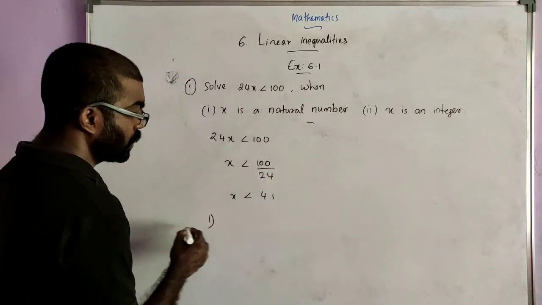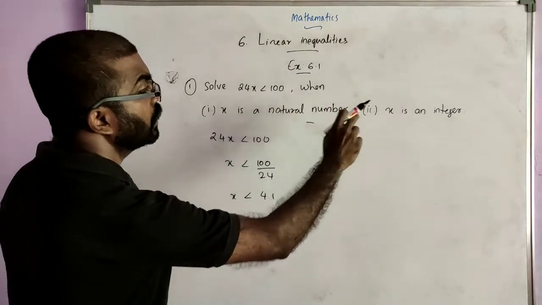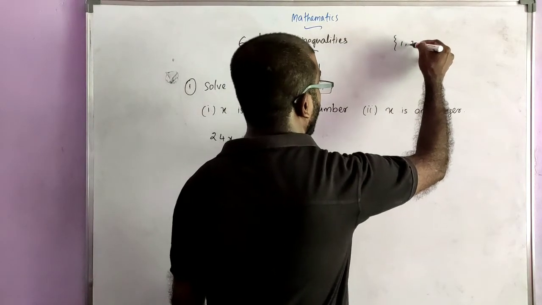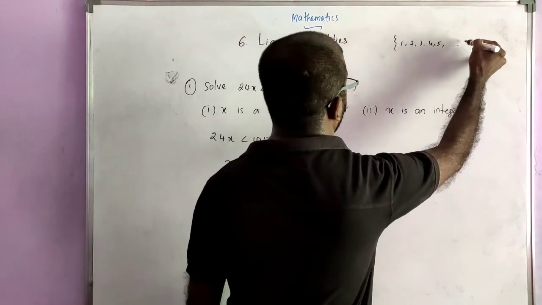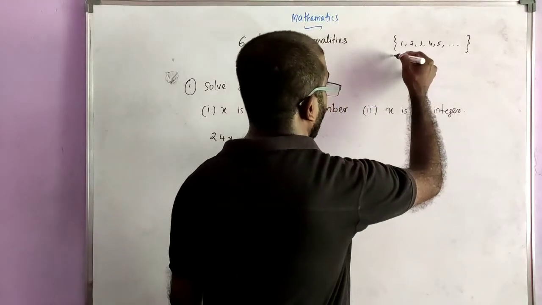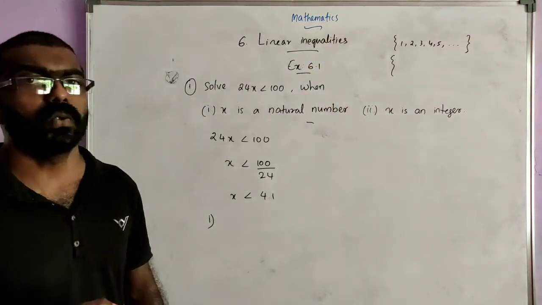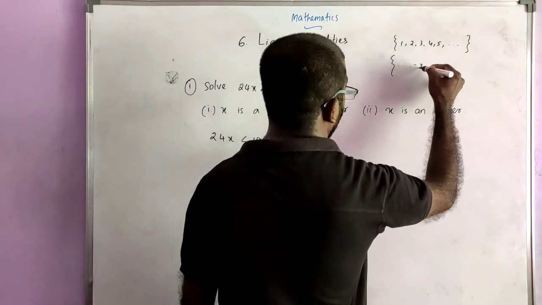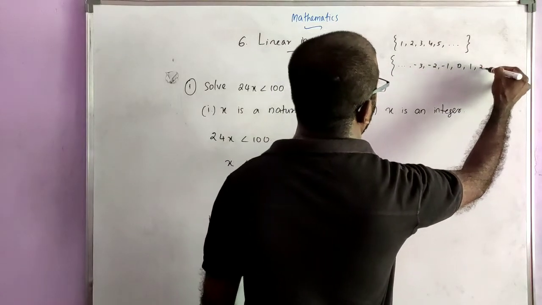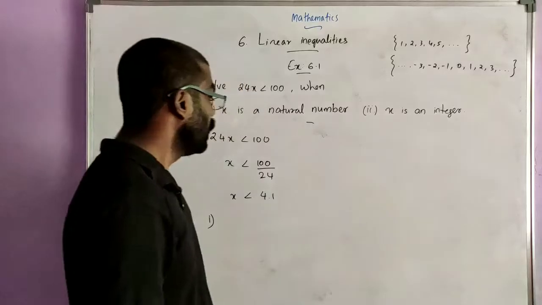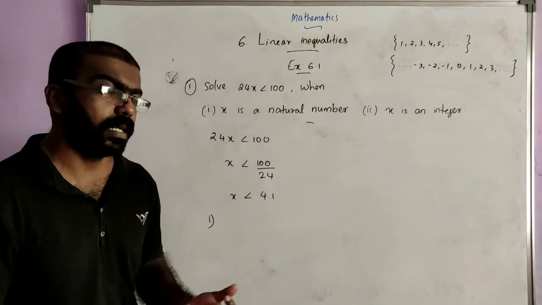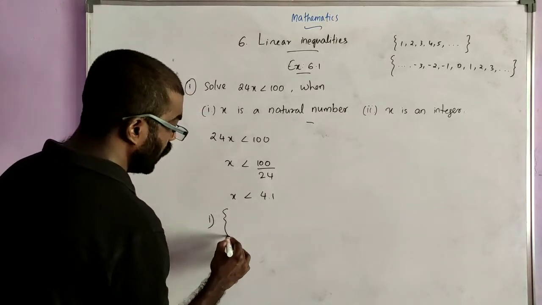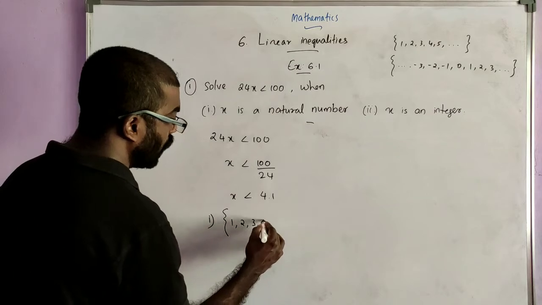Now we have to write the solution in the set of natural numbers and in the set of integers. We know the set of all natural numbers is the set 1, 2, 3, 4, 5, 6, etc. And integers are the collection of natural numbers, their negatives and 0. So integers we can write as the set etc., minus 3, minus 2, minus 1, 0, 1, 2, 3, etc. Here we have to write the natural numbers less than 4.1. Clearly they are 1, 2, 3, 4. So the solution is the set 1, 2, 3 and 4.